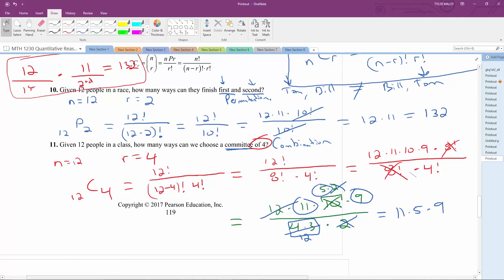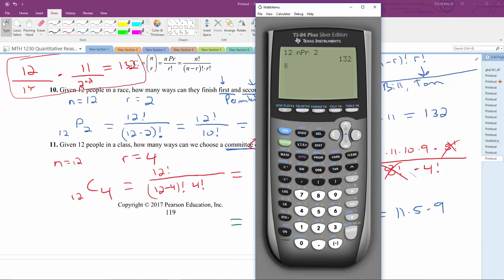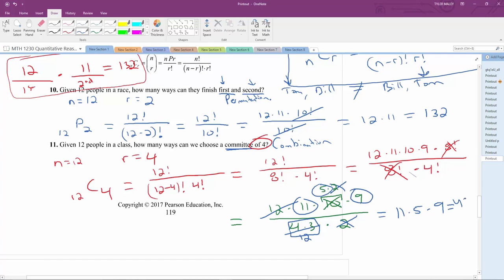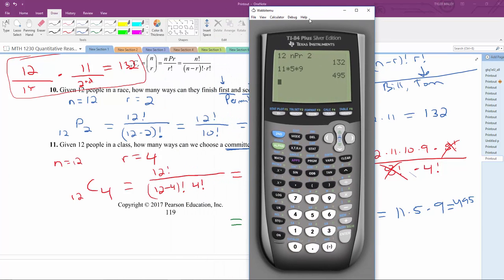11 times 5 times 9 gives me 495, right? So this would be 495. And if you wanted to double check this in the calculator, we would need to enter in 12, and then go to your probability menu. We want to do the nCr because we're doing combination, and then I need to type in r, which is 4, hit enter, and we get 495 that way also, right?